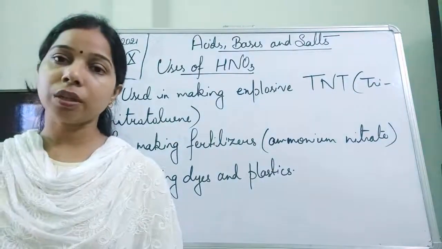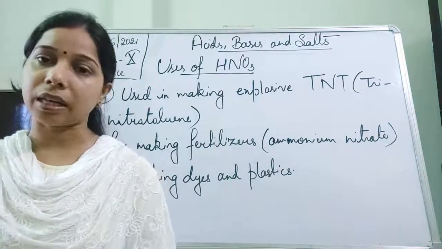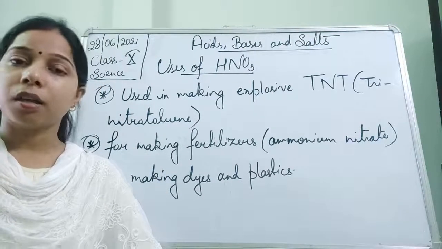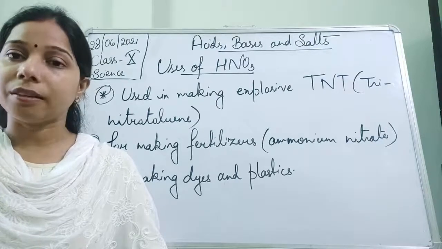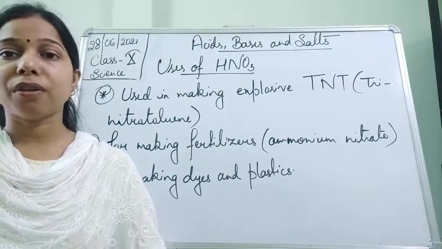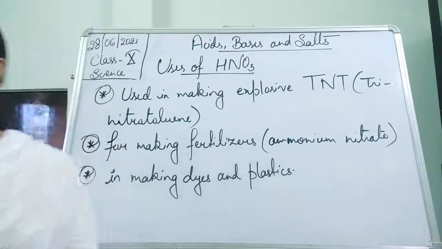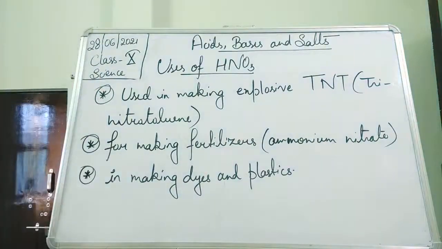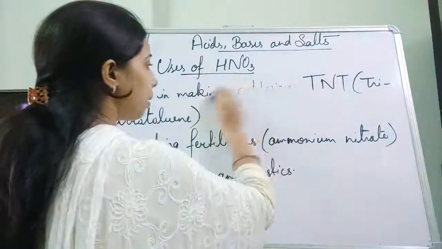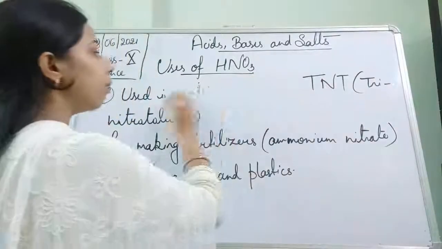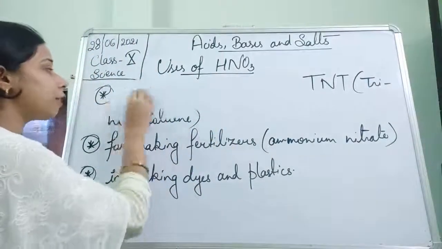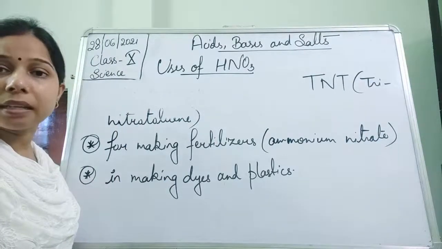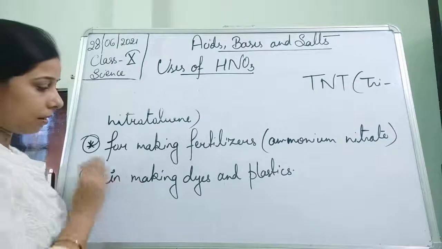So these are some of the uses of nitric acid. We have understood the different uses of different acids, including hydrochloric acid, sulfuric acid, and nitric acid. Let us start with a new term, and that is bases. Although we have understood the definition of bases given by Arrhenius, right now we will understand the physical and chemical properties of bases.